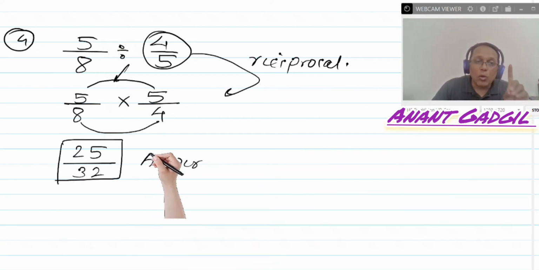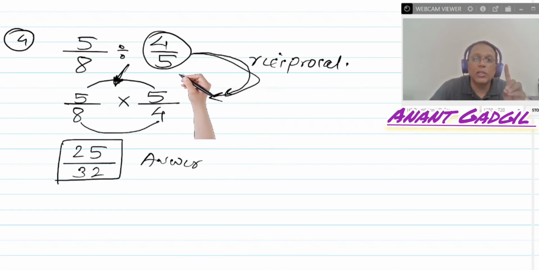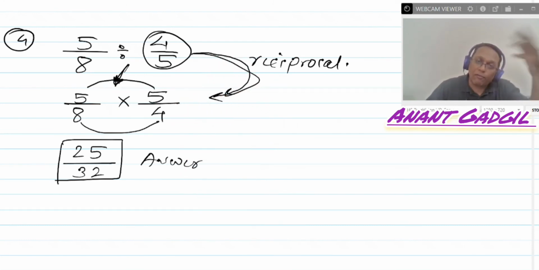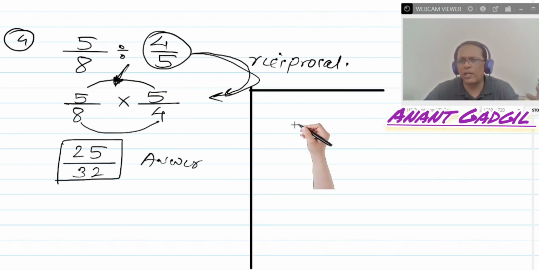But you have to keep one thing in mind. What is the first step? The first step is to change the division to multiplication and write the reciprocal of the second fraction. After that you have to simplify. After that you have to do the multiplication, right?